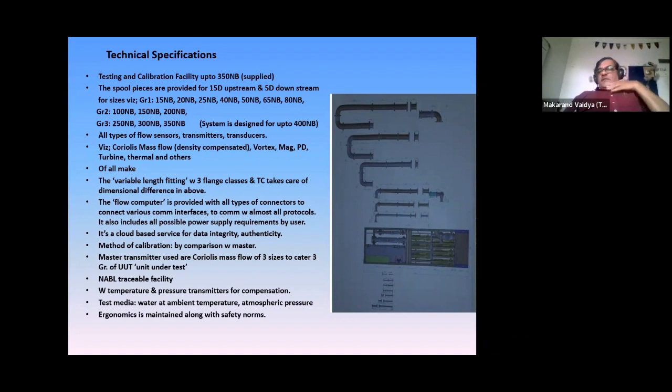Ergonomics is maintained and the safety norms were adhered to. For example, the operation height, or the operator's height, is 900 mm from the ground. So it is well below the safety norms. And vibration and sound levels are also maintained by various techniques.